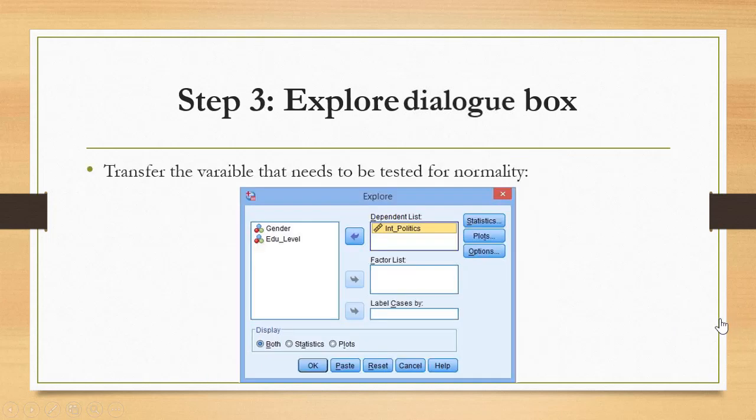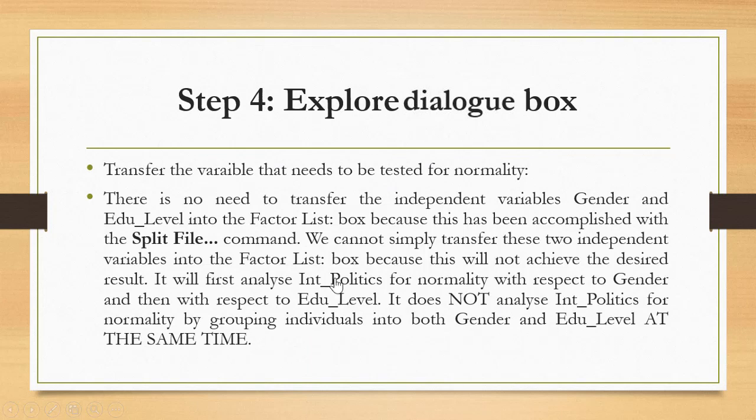As you can see, this is the warning. Why? Because we cannot simply transfer these two independent variables into the factor list box, because this will not achieve the desired result. It will first analyze interest in politics for normality with respect to gender, and then with respect to educational level. It does not analyze interest in politics for normality by grouping individuals into both gender and educational level at the same time. So this is the problem. I'm going to list references at the end of the presentation.